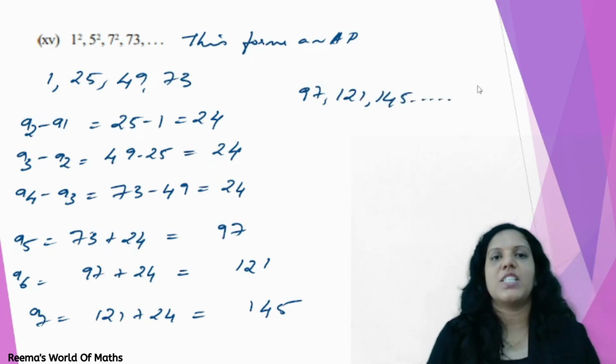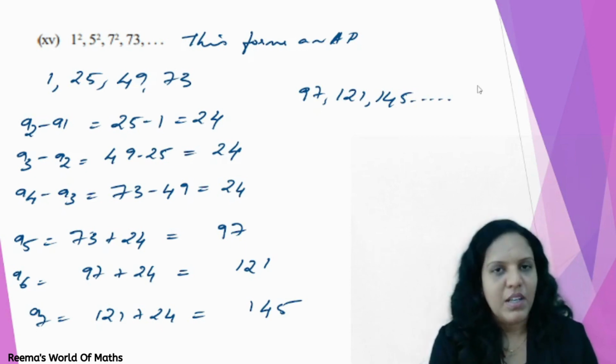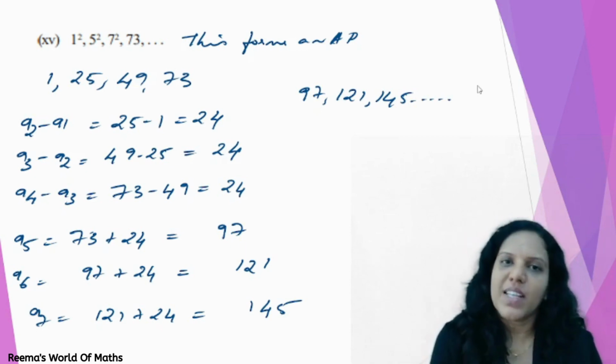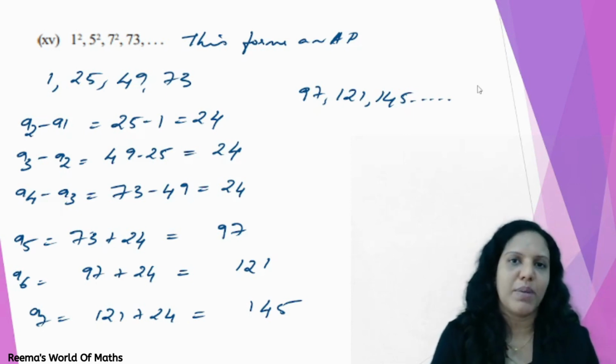So now we have finished the first exercise, exercise number 5.1 from the 5th chapter. In the next video we will start exercise number 5.2, which is how to find the nth term of an AP.